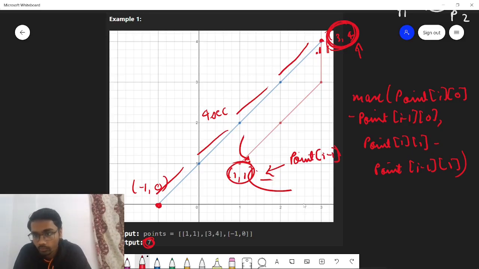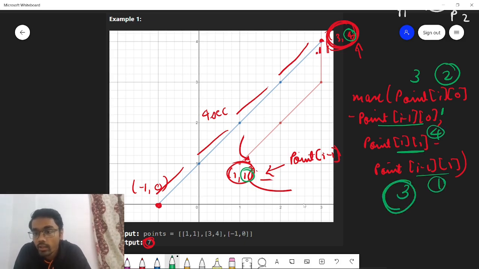So in this case, point I comma 0 is 3, and I minus 1 comma 0 is 1. So 3 minus 1 gives you 2. Here, what is this point I comma 1? I comma 1 is 4, and I minus 1 comma 1 is 1. So 4 minus 1 gives you 3. So what is the maximum, 3 or 2? Obviously 3. So we take 3 seconds to go from 1 comma 1 to 3 comma 4.